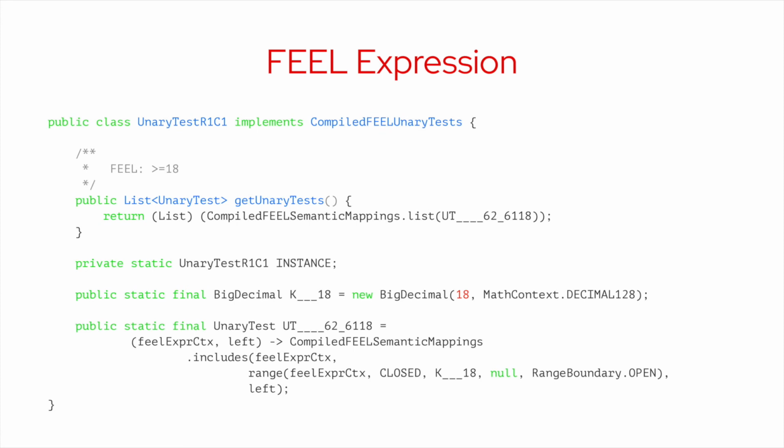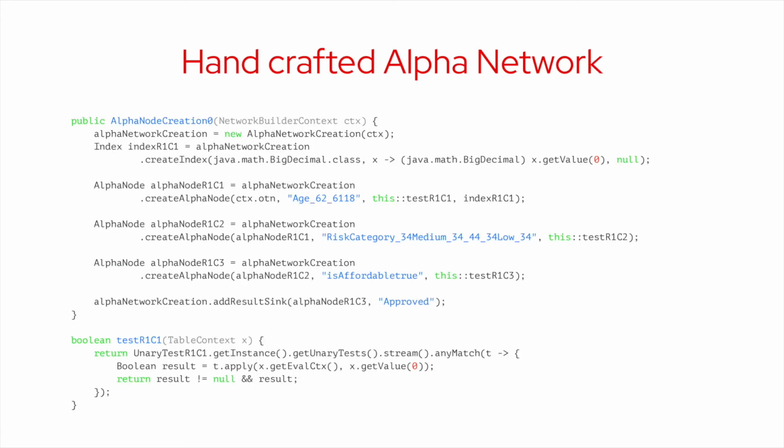Here's an example of what we produce. We have the field constraint greater equals than 18 translated into Java code. Then we have one of the classes that we generate to create the Rete network. As you can see, for each row in the decision table, we create a series of alpha nodes using the create alpha node method that supports the alpha node sharing, and then we link the nodes together, creating an alpha network. At the end, we add a rule terminal node with the result, in this case, approved.